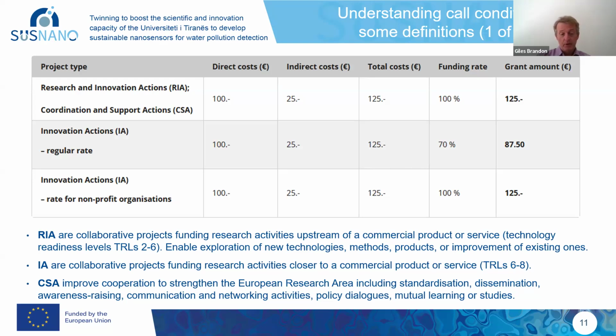In what are called technology readiness levels, which I'll be explaining shortly in another slide, the TRL levels for these kinds of projects typically lie somewhere between TRL level 2 and TRL level 6. These kinds of projects enable the exploration of new technologies, methods, products, or improvement of existing ones.